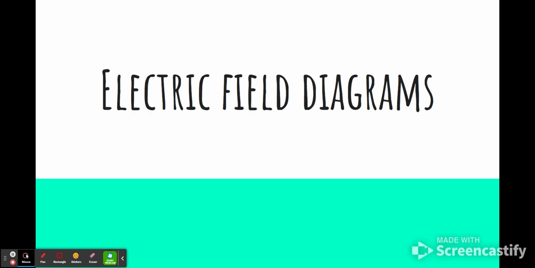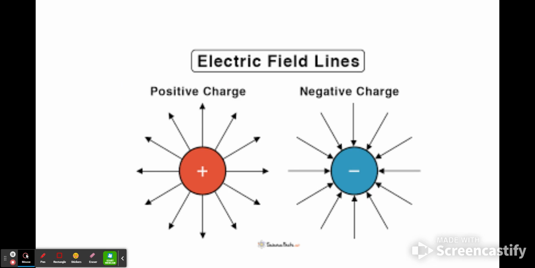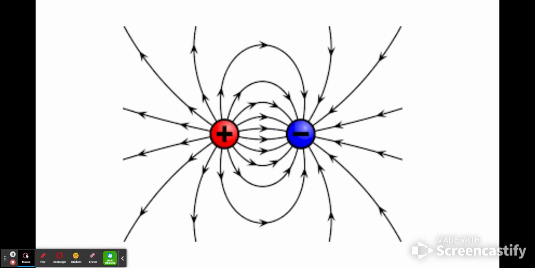Electric field diagrams. So this is the positive and negative charge electric field. The positive arrows always point away from the center, and in the negative charge, the arrows point towards the center. A key point is that when it's a single field, the lines do not curve at all. These lines are not curving.